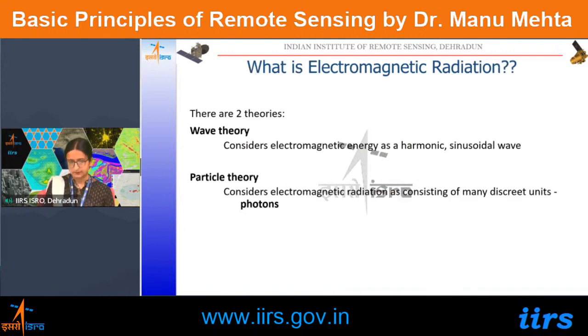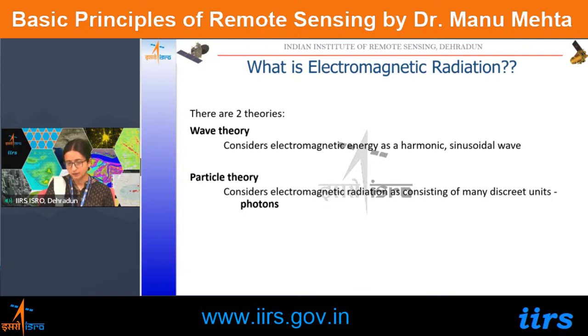To begin with, coming to electromagnetic radiation, it is a very basic fundamental concept. There are two theories in physics. One theory supports the wave nature of light. The other theory supports the particle nature of light. In the wave theory, we consider electromagnetic radiation as made up of harmonic sinusoidal waves which are continuously flowing, whereas in the particle nature of light, we consider the radiation as consisting of several discrete or quantized units.